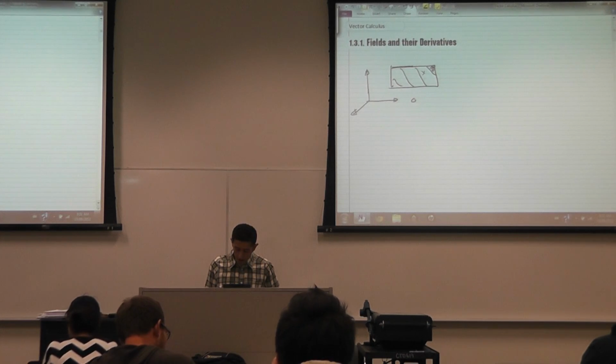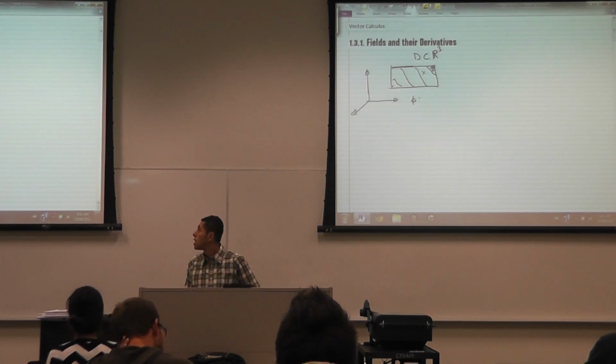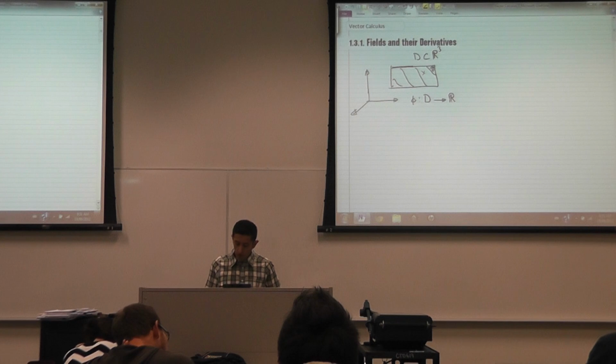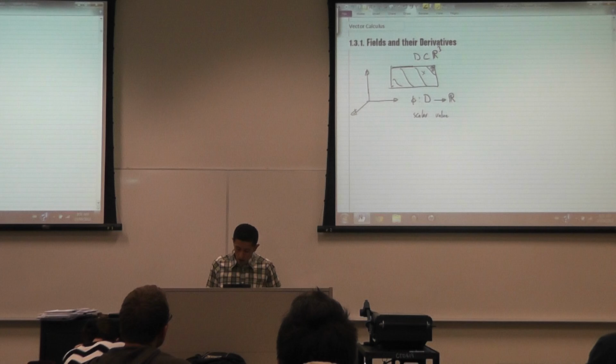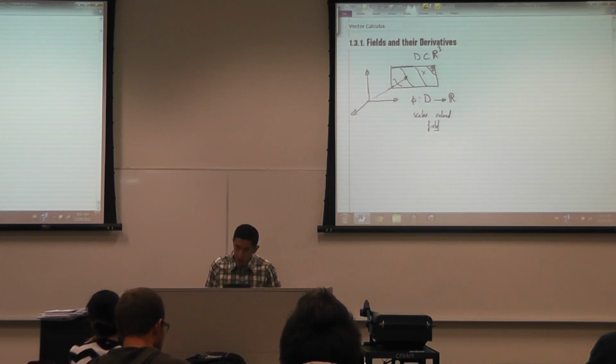The temperature would give me a value for each point in that picture. So a scalar field is a map. If my object is a set in R3, a set of vectors, the temperature would be a map that any point in D will give me a real number. This is a scalar valued field. Tell me what the point is, tell me the vector inside that material, and I'll tell you what the temperature is.